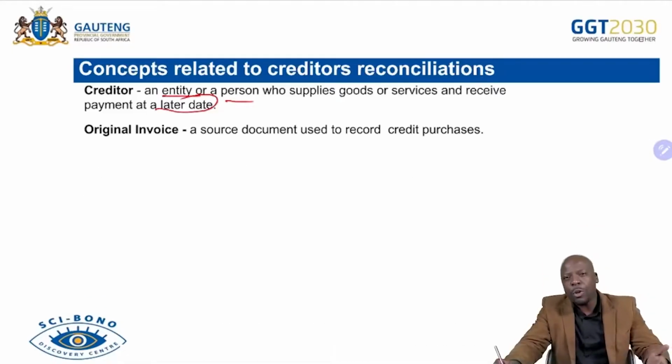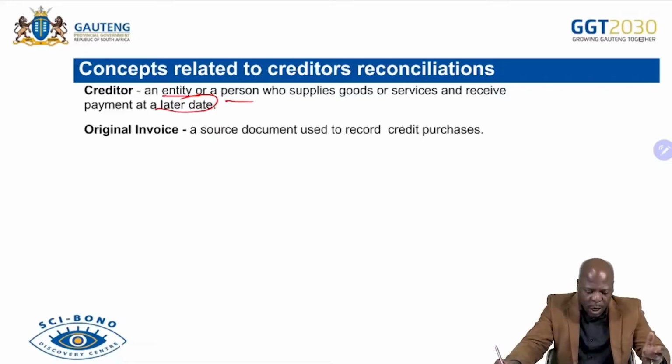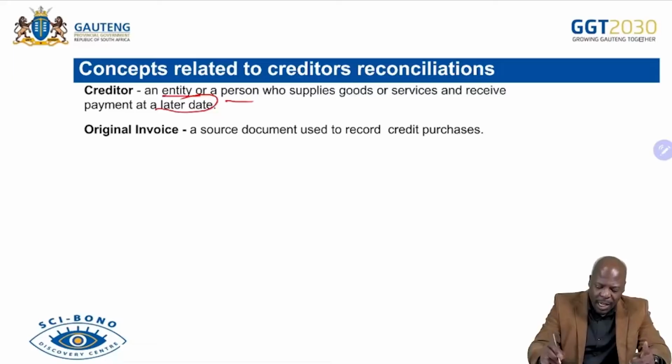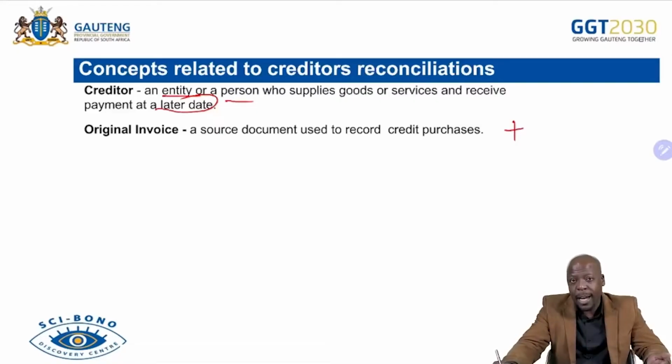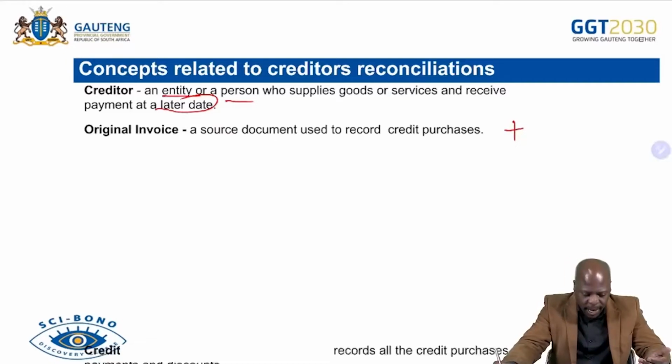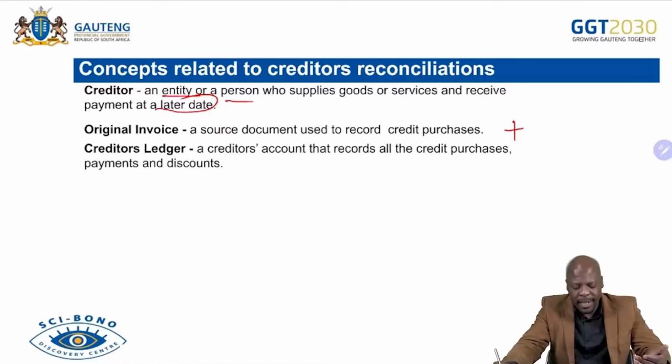Now, there are source documents that we are going to talk about today, and one of them is the original invoice, a source document used to record credit purchases. As we go on later, I want you to remind me that Mr. Simbi said whenever we see an invoice, it has to relate with a plus sign. It's going to help us where we are going. An invoice has to move with a plus, an addition sign. Now, the creditors ledger is the account where we record all the credit purchases and the payments as well as the discounts.